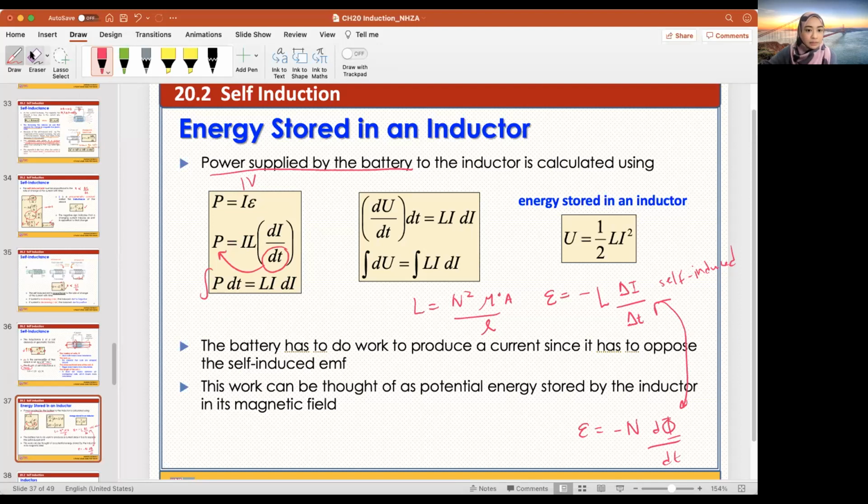Oh, it doesn't integrate, sorry. It expands directly. So it expands P, we know that P is the rate of energy, or energy over time, or U over T. So here they expand du dt, which is P. So this dt cancels out. You get du equals to Li di. You integrate du equals to the integration of Li di. So you integrate Li, you get 1 over 2 Li squared. You integrate with respect to I.